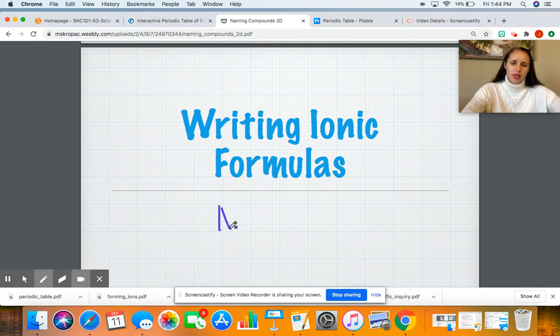So for example, if we were talking about sodium chloride, its chemical formula would be this. And I can tell it's this just by looking at the periodic table. So I'm going to teach you how to write out a formula, how to know what numbers and what letters to include, just by knowing what ions are present and by looking at the periodic table.